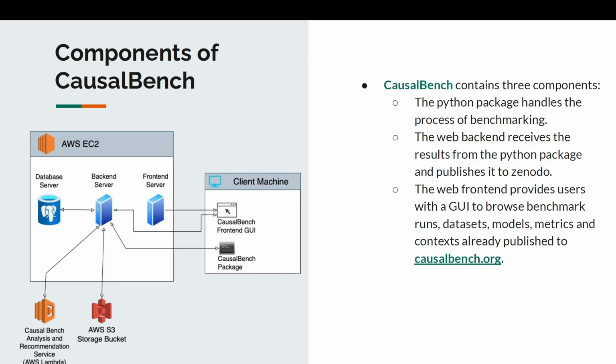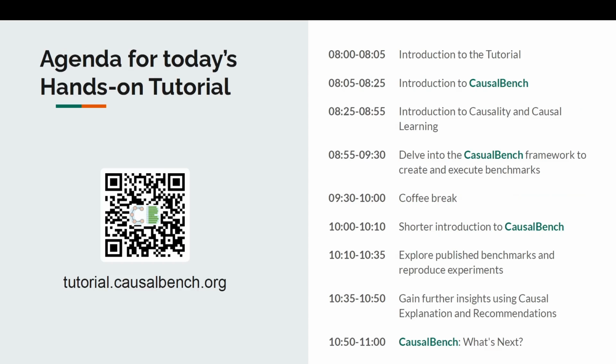The web backend handles the requests sent by the package, handles uploading files, and interacts with the Zenodo API to generate DOIs. And the web frontend provides a GUI for users to browse benchmark runs, datasets, and models that are already published to CausalBench. You can also upload resources through the UI, but you still have to package it as a zip file, as you would have done with a CausalBench package. With that, we come to an end on the introduction to CausalBench.